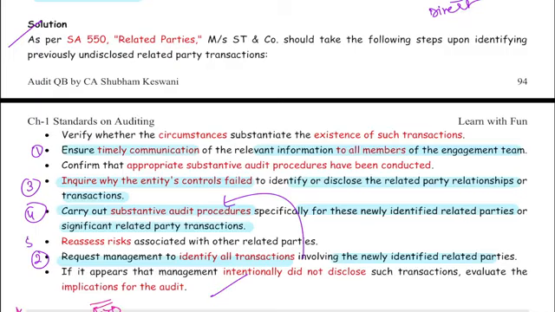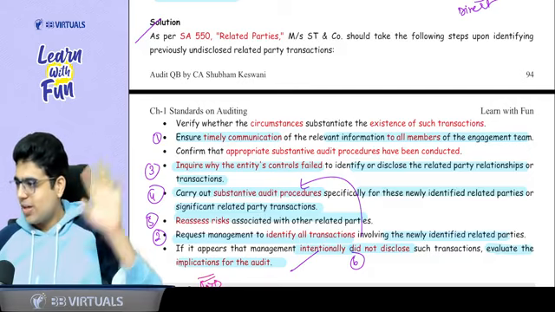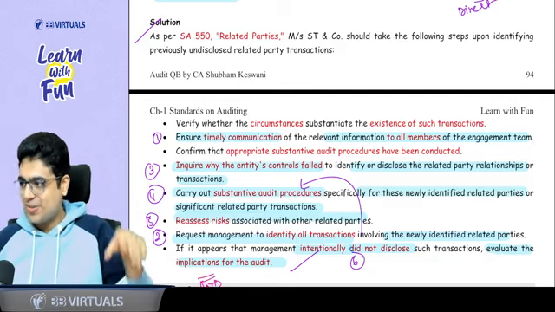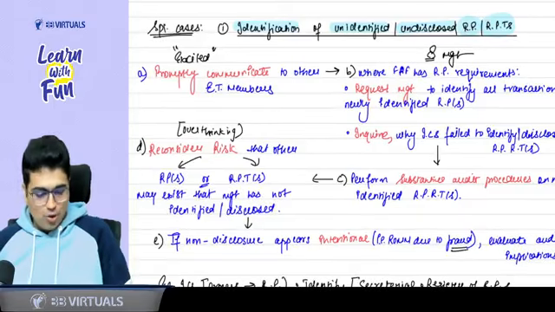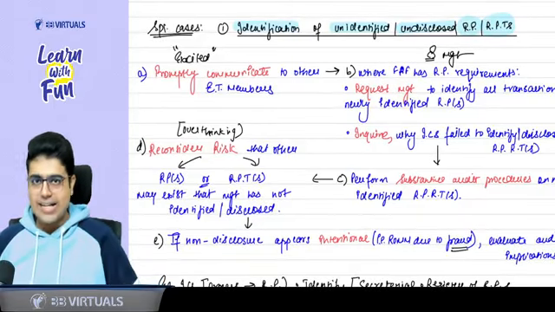And then talk about the fifth point. Reassess the risk with the related party. Okay? And the last point says, if you feel it is intentional, that they intentionally did not disclose, evaluate the audit implications. Okay, so ICAI has a habit of confusing the student with this type of answer, but if you follow the proper flow, things get properly clear to you. Right, sir.